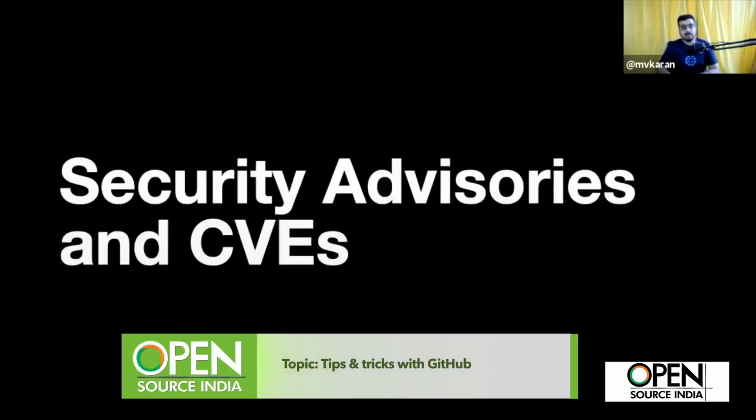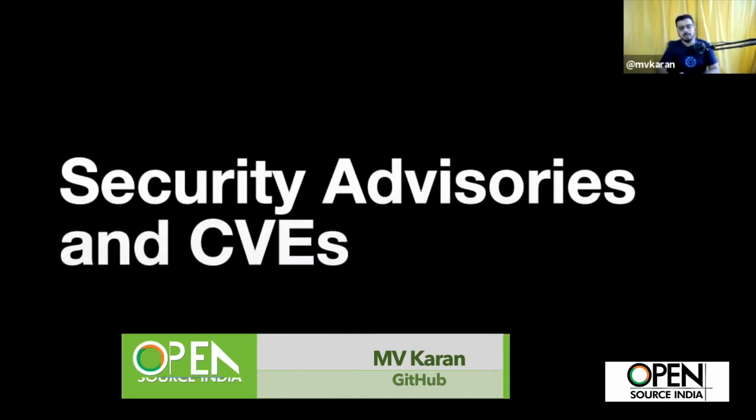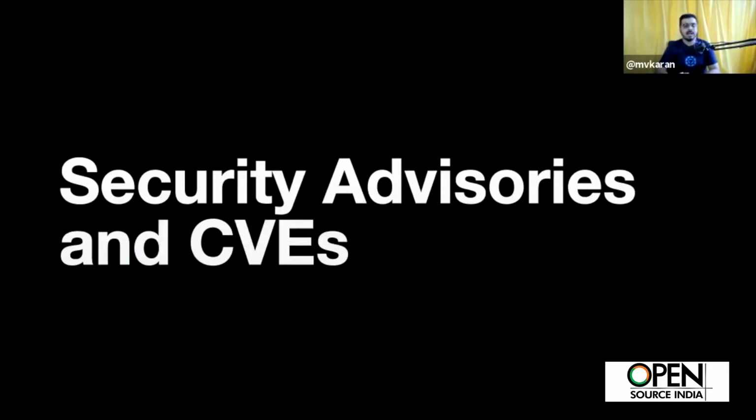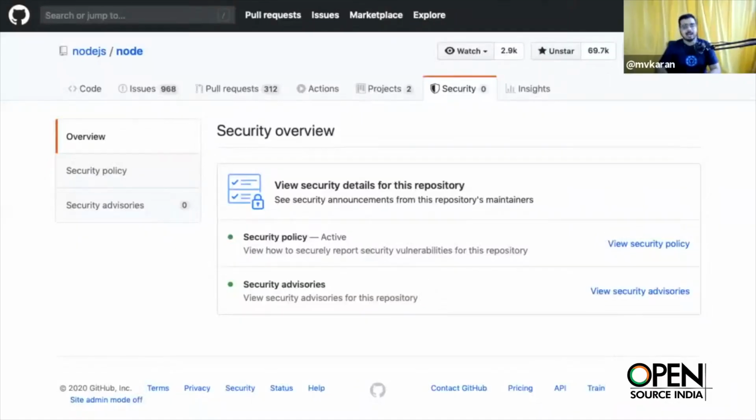So one of the final things that I want to talk about is security advisories and CVEs. For those of you who have been contributing to open source projects or even working on them within your companies, you know how important security is for any application that you might be contributing to or anything that we use right now. So that's one of the reasons why there is a security tab in most repositories, this being an example, nodejs/node. You can actually look at the security policies and security advisories for a repository.